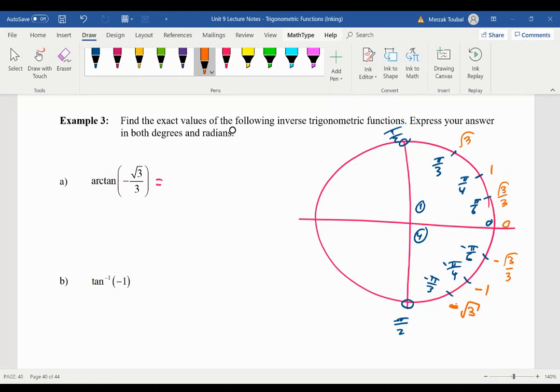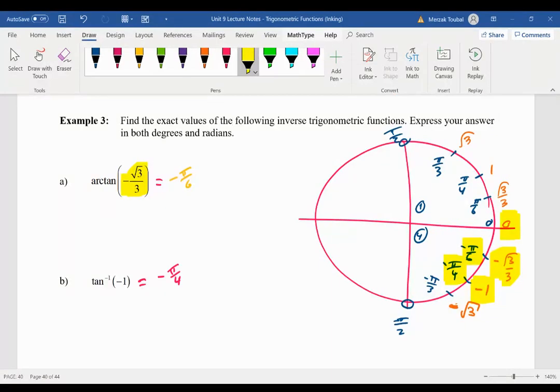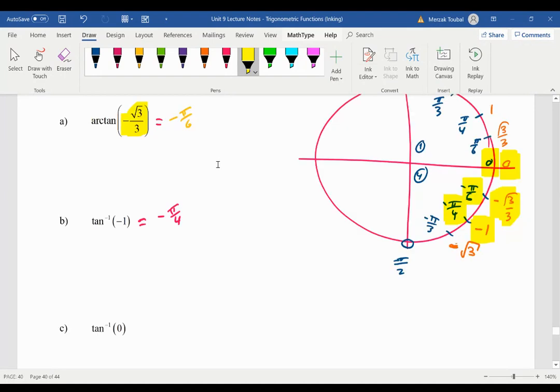Okay, now we can go ahead and find the first one, which is arctangent, which is tangent inverse of negative root 3 over 3. So let's find where negative root 3 over 3 is. This is negative root 3 over 3, corresponding angle negative pi over 6. So we write negative pi over 6. Negative 1, where is negative 1? Negative 1 is over here, corresponding angle negative pi over 4. So we got negative pi over 4. Next one, tangent inverse of 0. Here is 0. Tangent inverse of 0 is 0. The angle is 0.